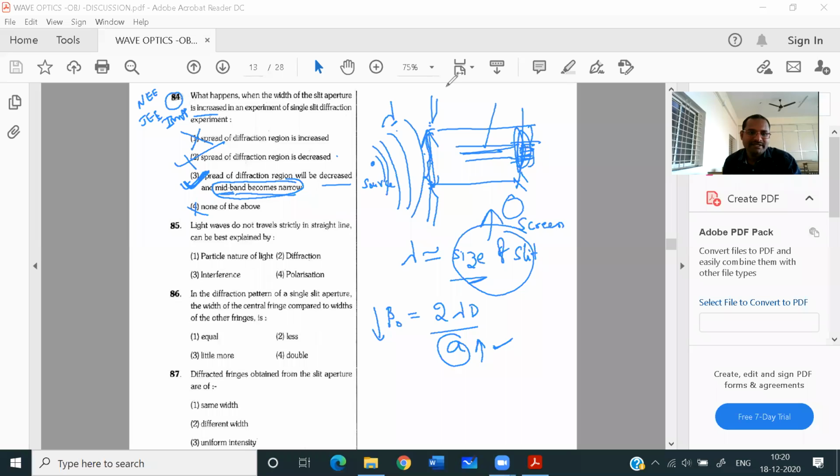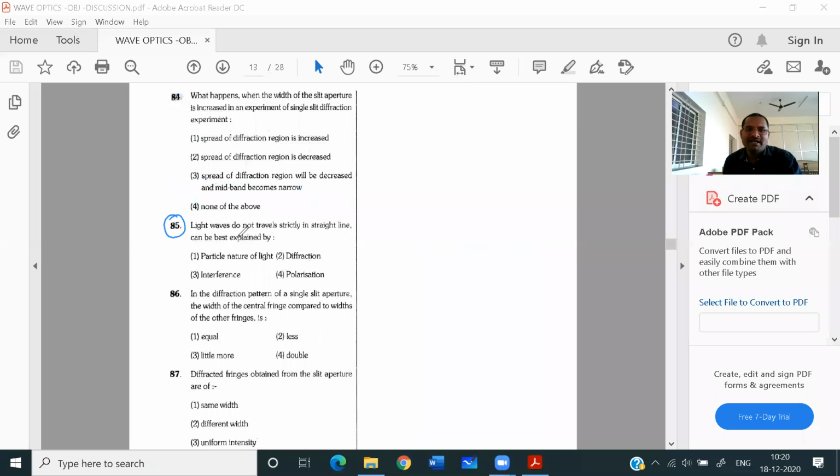Next, question number 85. Light waves do not travel strictly in a straight line. This can be seen distinctly by which nature? Which nature can we see? Diffraction. Only diffraction. Okay. Clear?